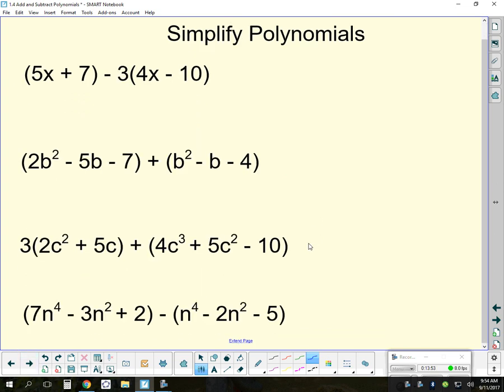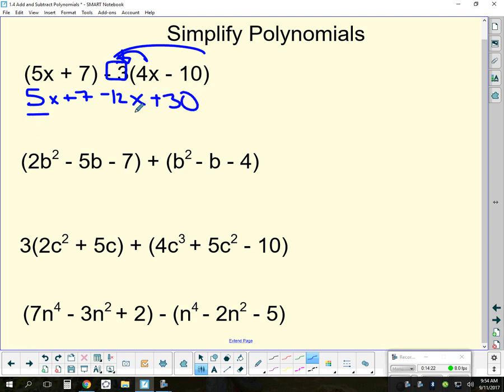Okay, 4 problems here. I'm going to do the first one with you. We see it's a subtraction problem, but there's also a number right here. It's not just a 1. So you need to take this negative 3 and you need to distribute it to the stuff in the back. The first one stays the same. Distribute that negative 3. Then we have negative 12x. Make sure you distribute it to the negative 10. Negative 3 times negative 10 is positive 30.